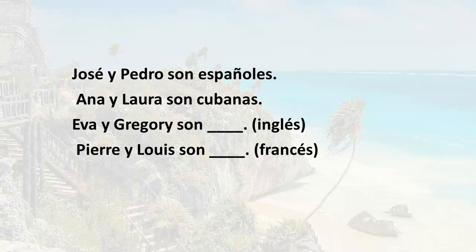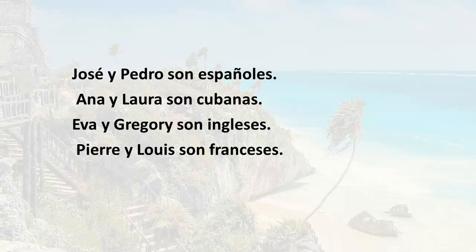Now here's a mixed group. Eva y Gregory son ingleses. So I have to use the masculine plural form in this case. And again, to get the plural form, the masculine plural, you add an es to the consonant ending here. So ingleses. Pierre et Louis, so these are two masculine French names. They are French. Pierre et Louis son franceses. Sorry, a little bit of French came out there on the verb.